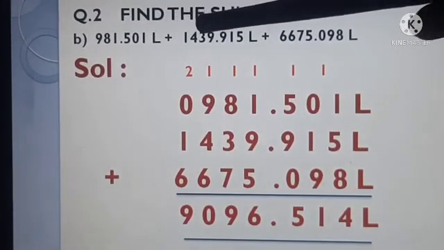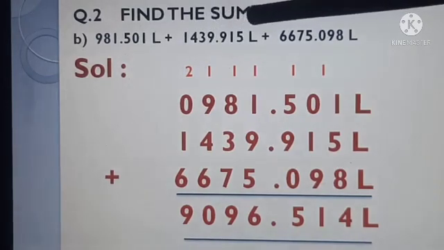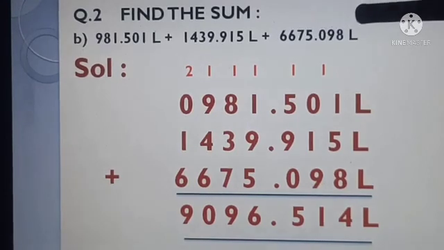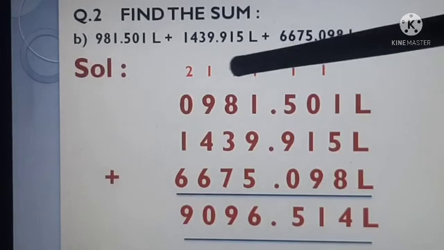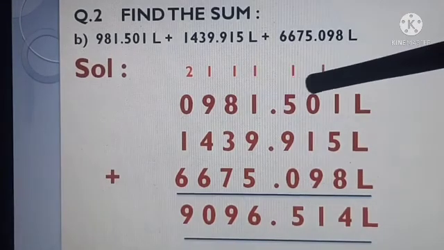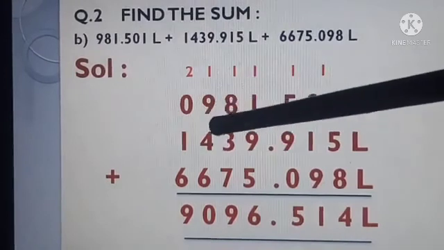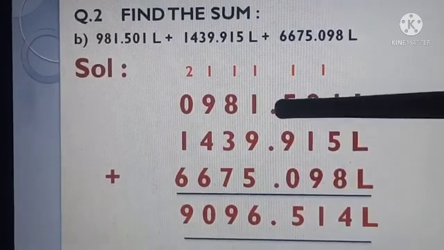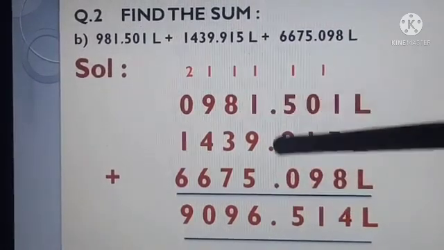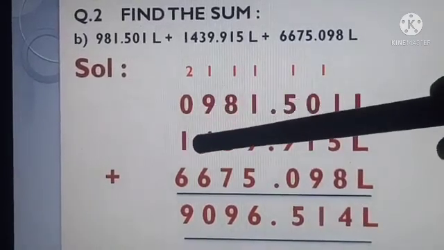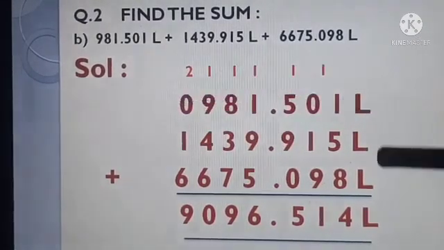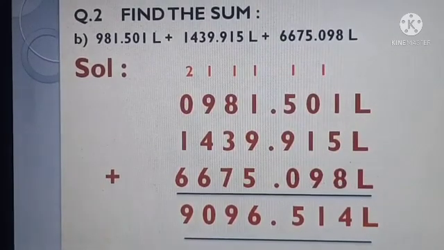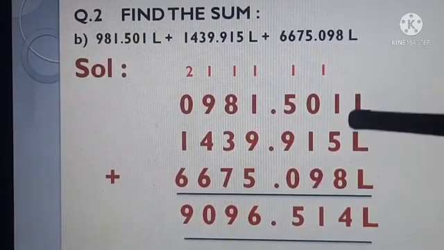Now second question, B part. 981.501 liter plus 1439.915 liter plus 6675.098 liter. So write down very carefully. 981.501 liter. Below this you have to write down 1439.915 liter. Decimals will be written in the same vertical line. And as 1000 is here, so here you are going to write down 0. Then next is 6675.098 liter. Now do addition.